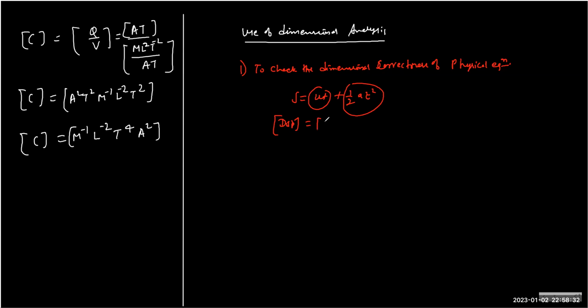So dimensionally, the UT must represent the dimension of displacement, and half AT square will also represent the dimension of displacement. But dimensional correctness cannot be physical correctness all the time. If I write S equals UT plus AT square for constant acceleration, is the formula dimensionally correct? Yes. But is it physically correct? No. So dimensional correctness cannot guarantee physical correctness. This is not the ultimate test, but at least you can ascertain that if something is dimensionally incorrect, then it is 100% physically incorrect. Correct?